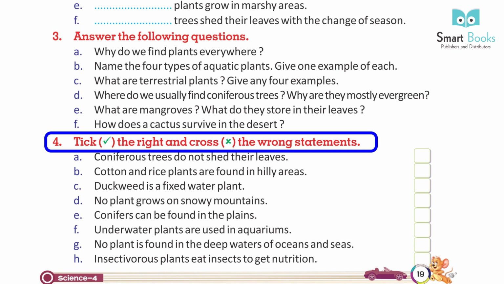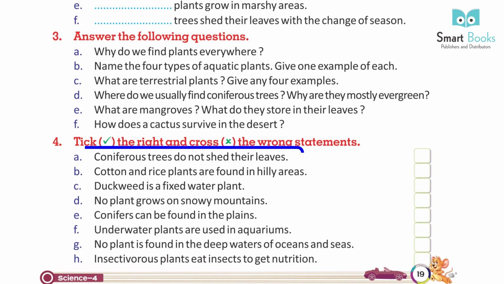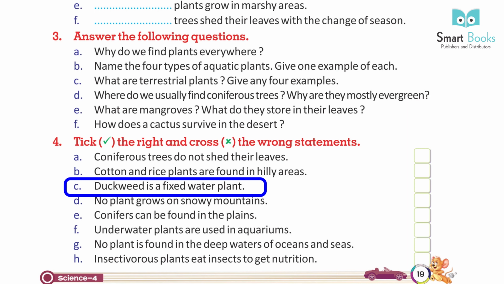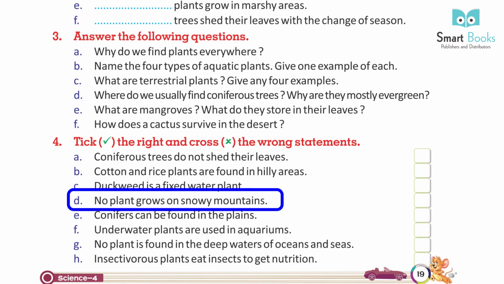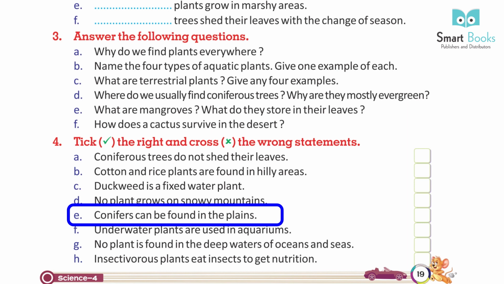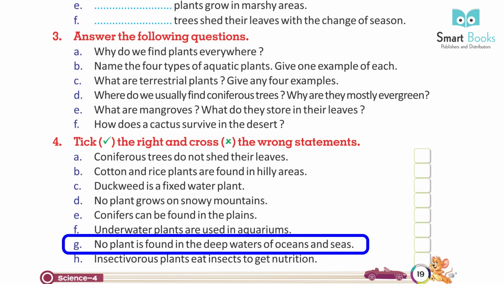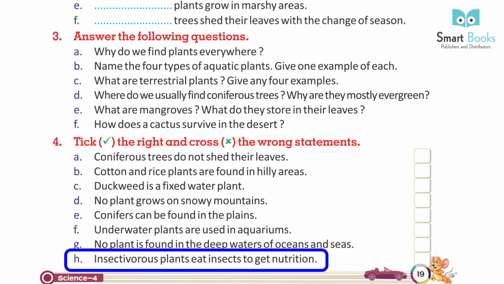4. Tick the right and cross the wrong statements. A. Coniferous trees do not shed their leaves. B. Cotton and rice plants are found in hilly areas. C. Duckweed is a fixed water plant. D. No plant grows on snowy mountains. E. Conifers can be found in the plains. F. Underwater plants are used in aquariums. G. No plant is found in the deep waters of oceans and seas. H. Insectivorous plants eat insects to get nutrition.